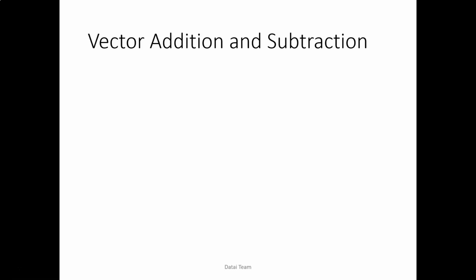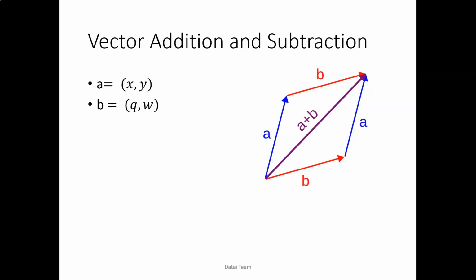Let's say that we have vectors a and b, and we have x, y for vector a, and we have q and w for vector b. And we can visualize them here. We have vector a and vector b, and let's say that we want to add those vectors. We put the end of one to the initial point of the other, and we put them together, and then connect the starting point and the end point, as you can see here.